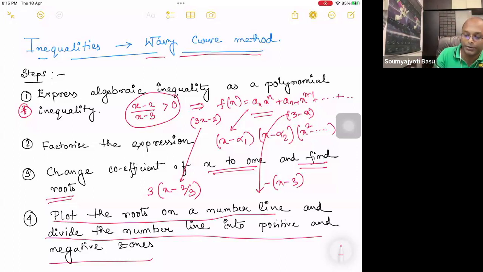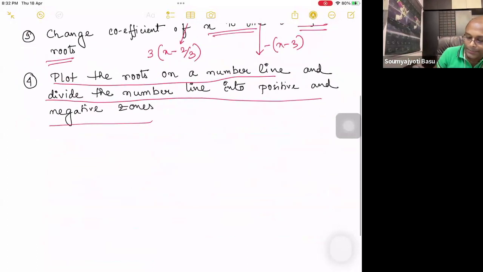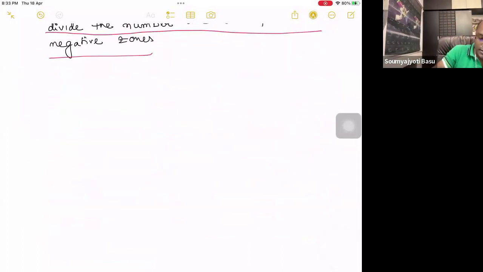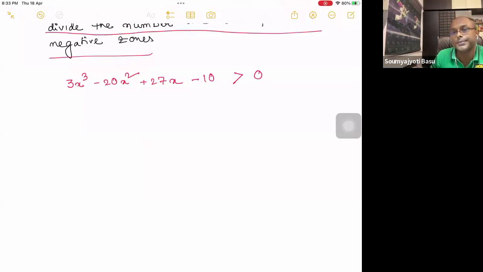Let's take an example. I would explain each of these steps. We would first solve a very simple polynomial inequality, not getting into generalized algebraic inequalities to start off. Let's say you have this inequality to solve: 3x cube minus 20x square plus 27x minus 10 greater than 0. This is the inequality that you have to solve.